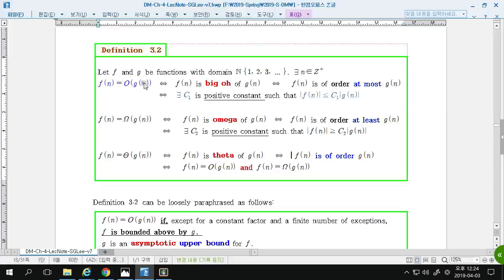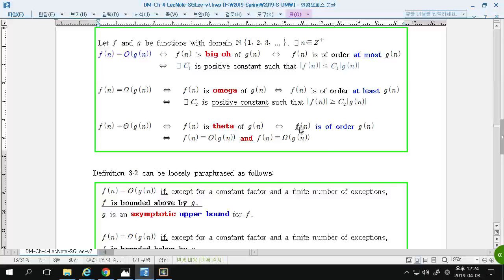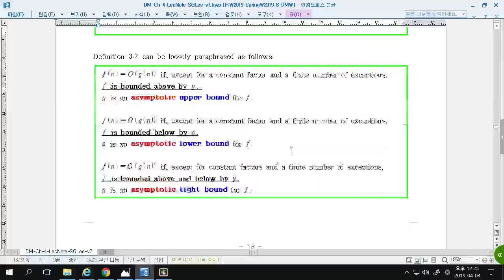Big O and omega, both with C1 and C2, then we call f(n) theta of g(n), and we say f(n) is of order g(n). The order of increase is the same between f(n) and g(n). This is important terminology that we're going to use over and over again in this whole textbook.